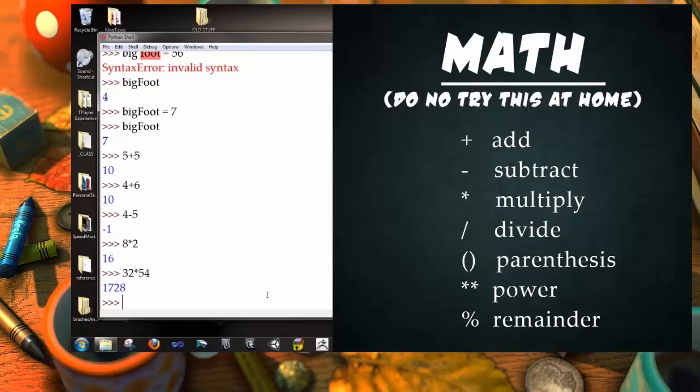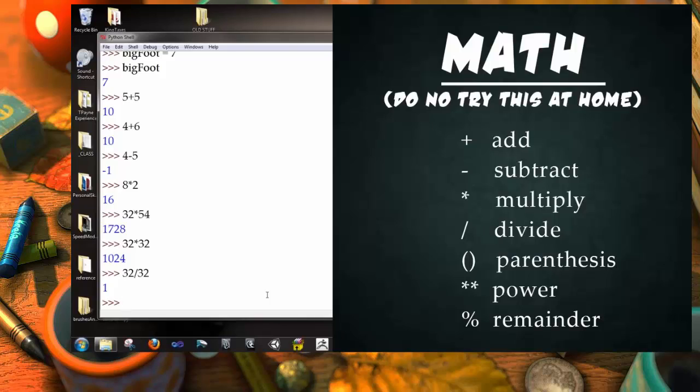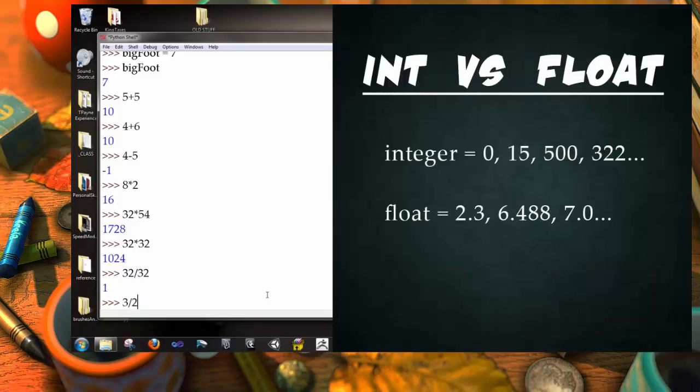I want you to try out a couple different math operations: the plus, the addition, the subtraction, division, and multiplication. Star is for multiplication, so we can go 32 times 32. Enter. Try that. 32 divided by 32. Try that. Now we're going to get into something that is very important. What I want you to do now is type in 3 divided by 2. What do you think is going to happen?